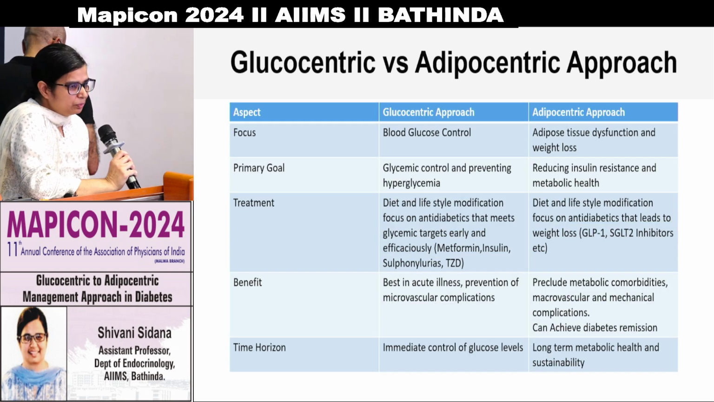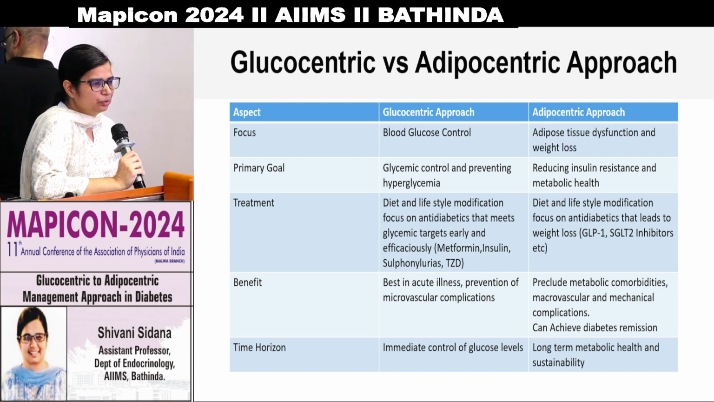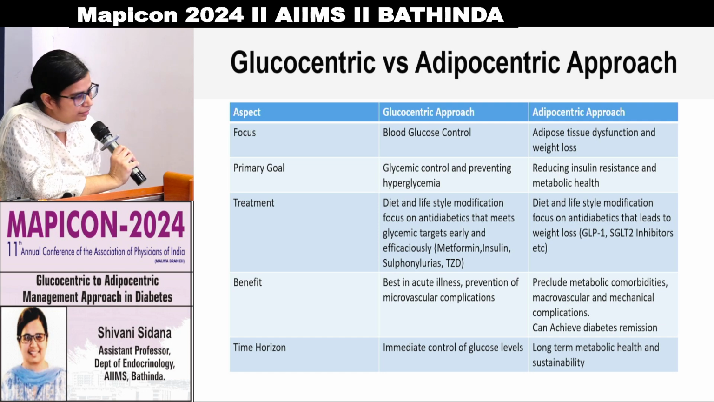So the glucocentric approach is the traditional way of managing diabetes, in which we control the diabetes and achieve the glucose targets, controlling glucose with highly efficacious medicines.